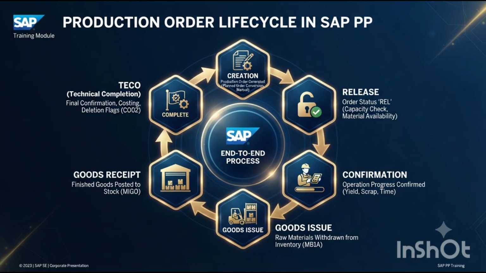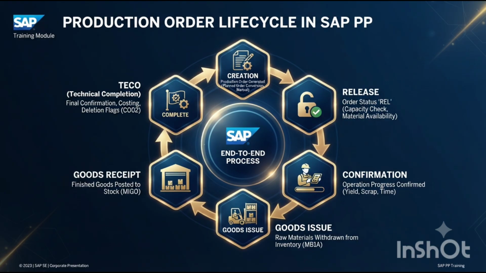A production order is the actual working document in SAP PP. Once MRP creates planned orders, planners convert them into production orders. This is where theoretical planning turns into real manufacturing execution.